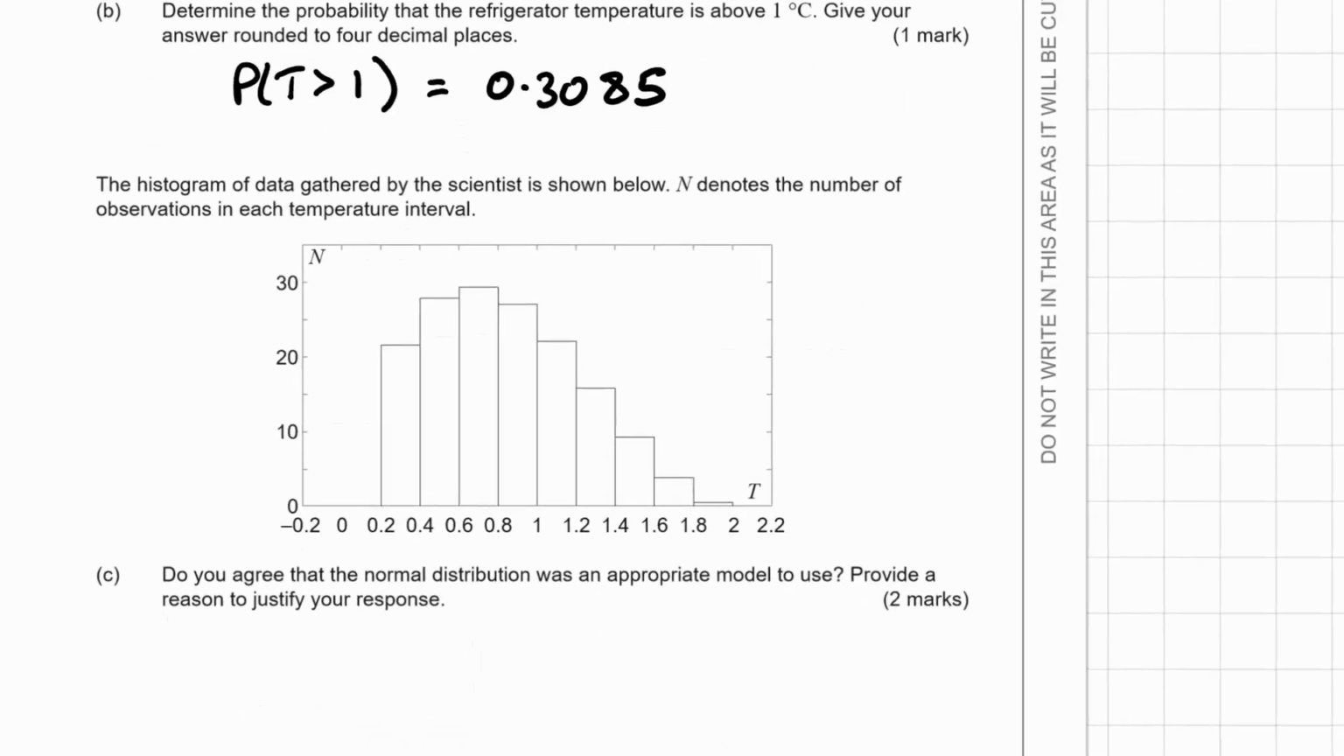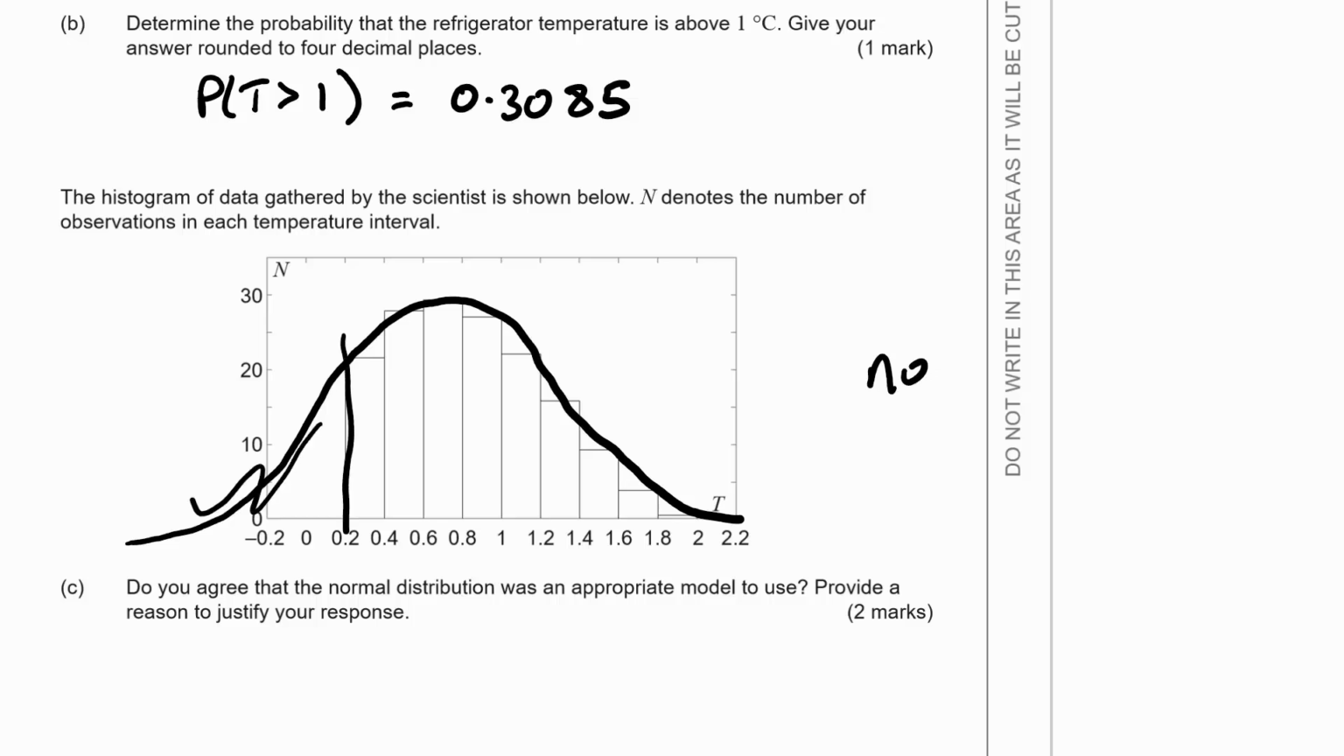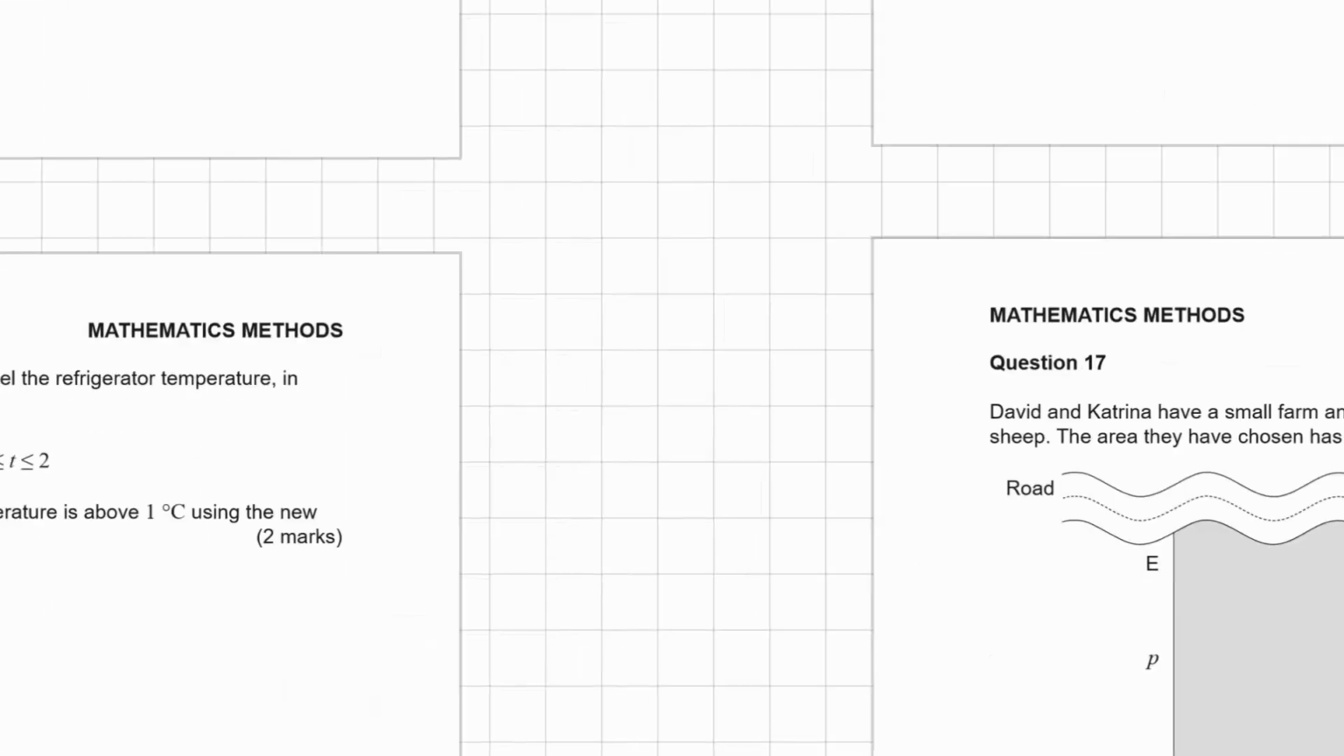The histogram data gathered by the scientists is shown below and denotes the number of observations in each temperature interval. Do you agree that the normal distribution was an appropriate model to use? Provide a reason. I'm going to say no, because we know that normal is symmetric, but if we look at our data, it doesn't have any of this tail. What we have here is positively skewed data. So that would be my answer. I would not use it because the data appears to be positively skewed. Okay, let's go and find the next part of this question.